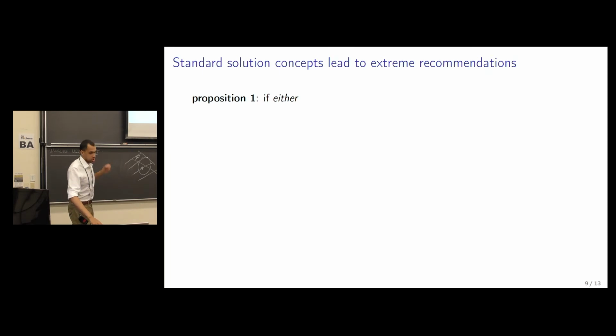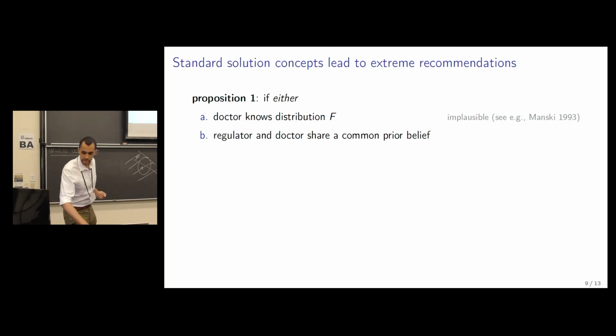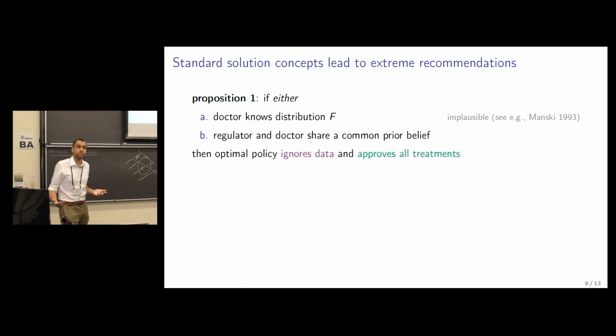The first proposition is going to show that under two, again, standard modeling assumptions, one is that the doctor knows the true distribution, and the other is that the regulator and the doctor share a common prior belief, you end up getting an extreme recommendation. The extreme recommendation is to ignore the data and approve all the treatments.